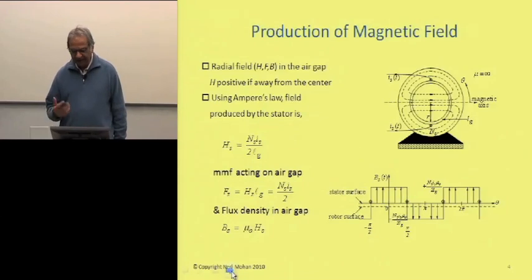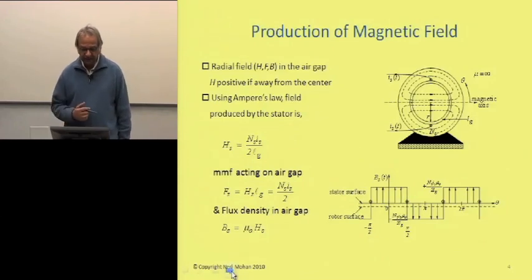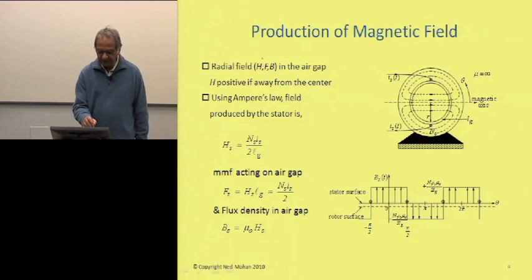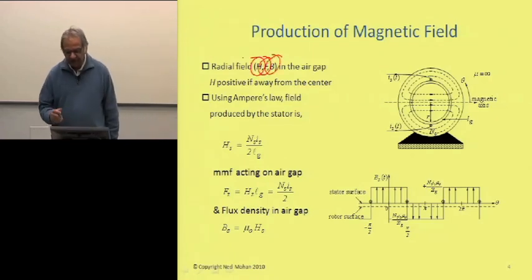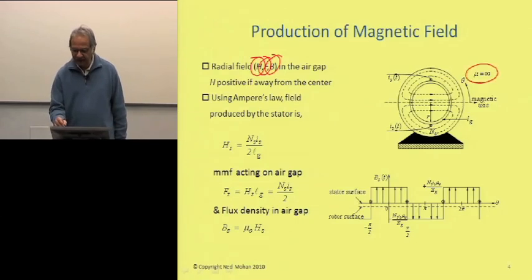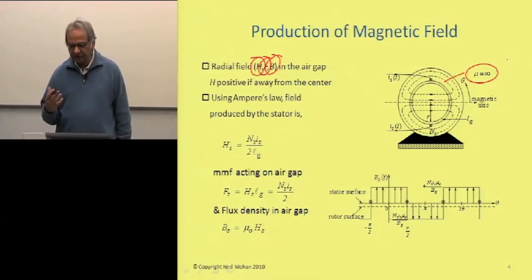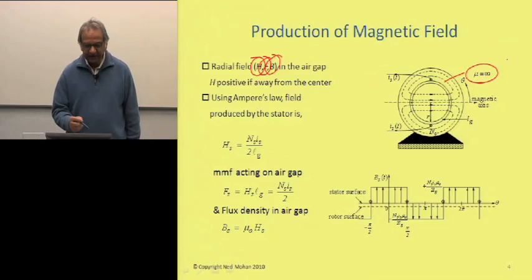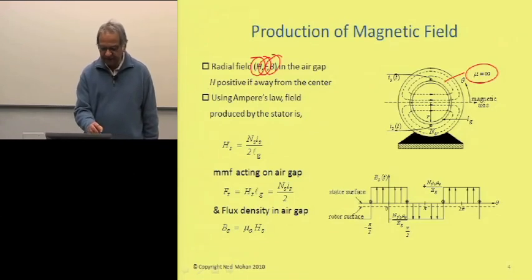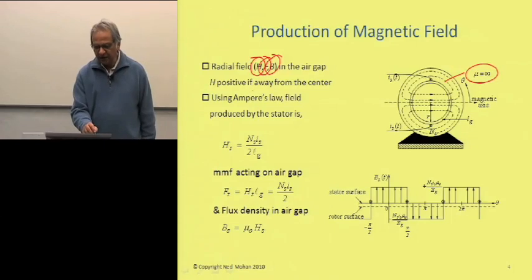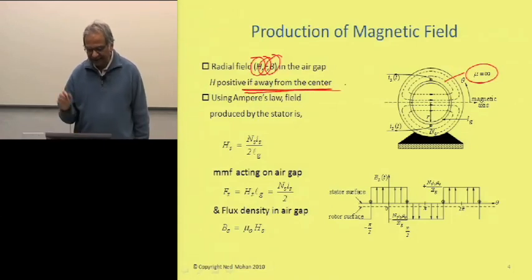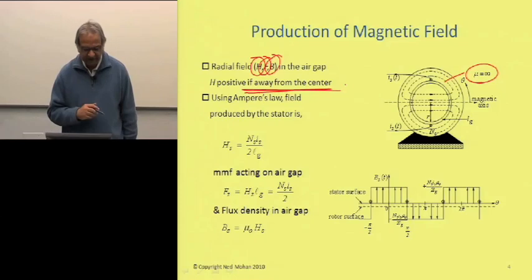So before anything can happen in these machines, we need to produce magnetic field. And we'll assume that this magnetic field is radial in direction, and it can be represented by magnetic field intensity, or MMF, or flux density here. So if you assume that mu is infinite for this iron in the stator and the rotor, then we really need to concentrate on what's going on in the air gap. And so this magnetic field, which we assume to be radial, is positive if away from the center. When it's going in towards the center, we'll consider that to be negative here.